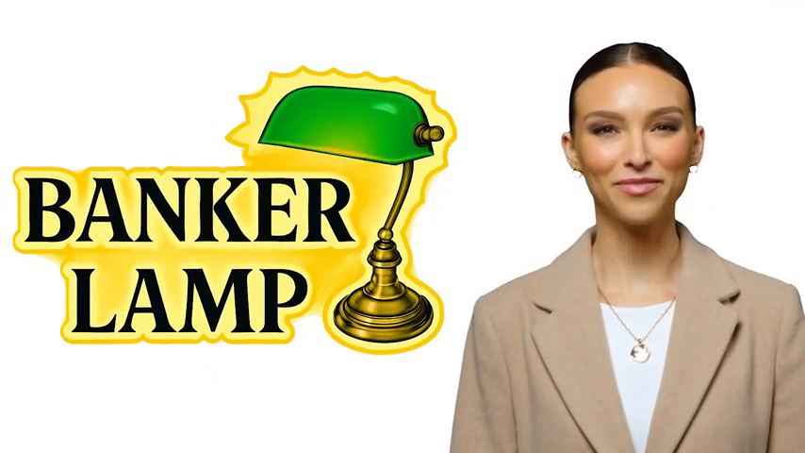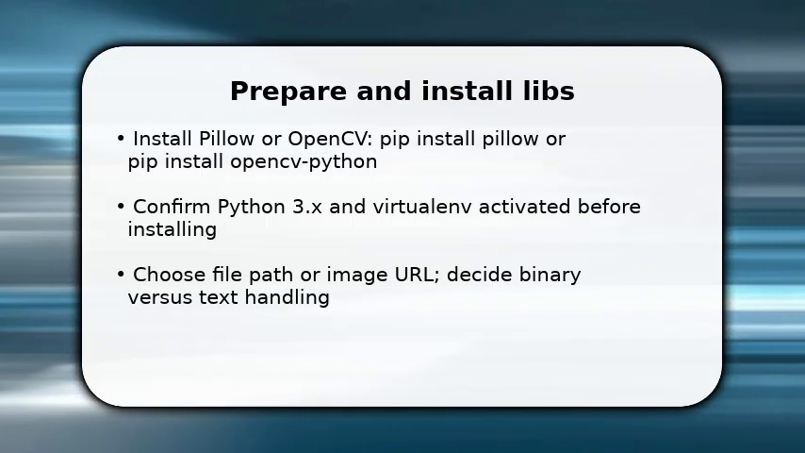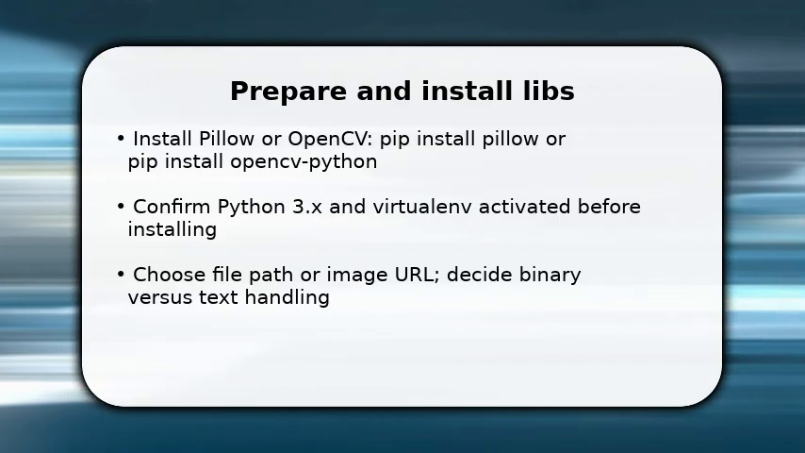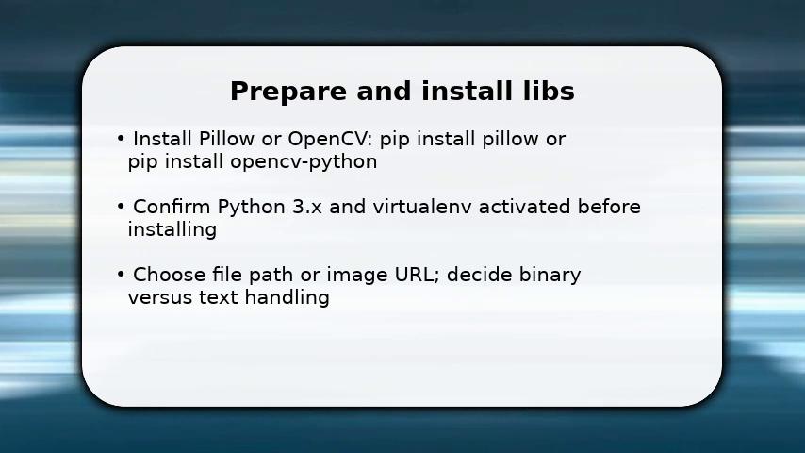Please enjoy the video. You start by installing the right library and making an immediate choice: Pillow for simple image tasks or OpenCV for advanced processing. Once done, make sure your virtual environment is active and Python 3.x is used, then pip install the package. Next, decide if you will load from a local file path or a remote URL. That affects whether you use open or requests streaming. Finally, prepare a short test image file name and set the working directory so the code finds the file without path errors.